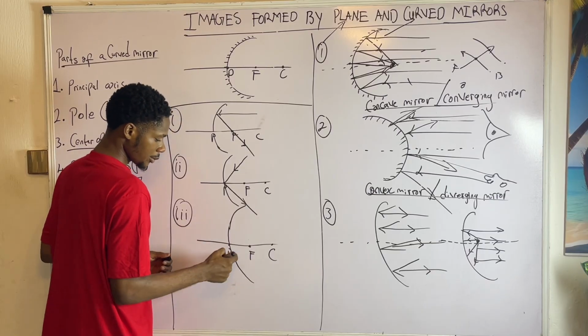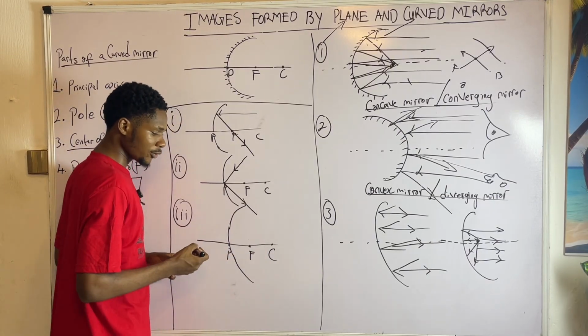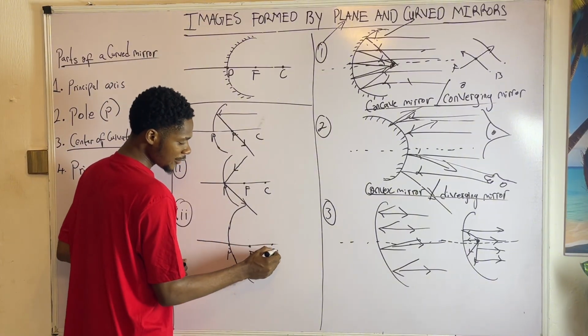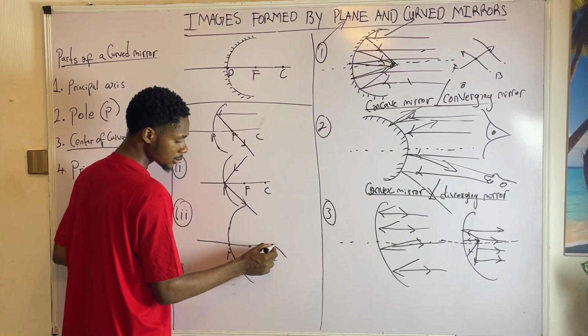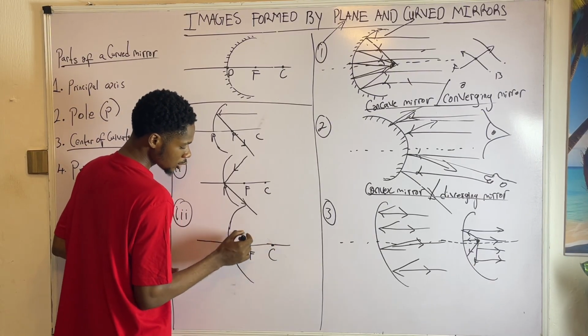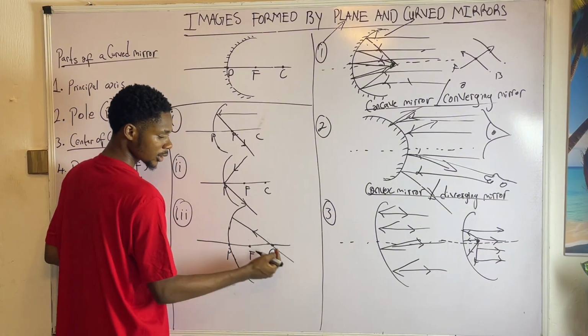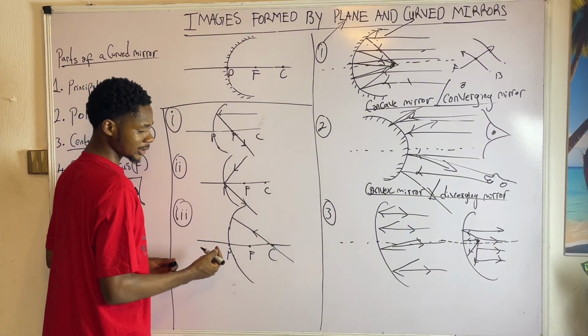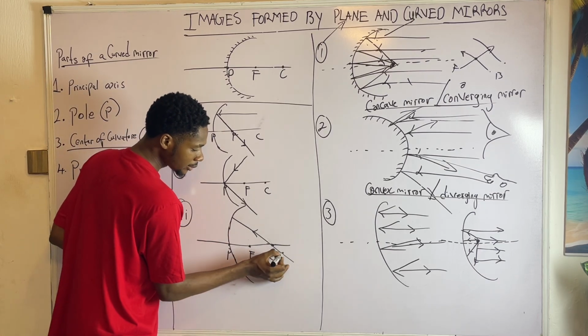Okay, we have the pole, the principal focus, and the center of curvature. Now for this particular rule, if a light ray passes through the center of curvature like this, it has to be straight. Once it hits the reflective surface, it is going to reflect back the same way.